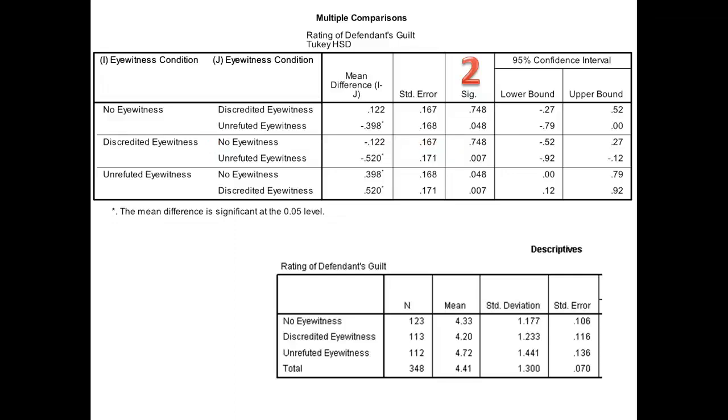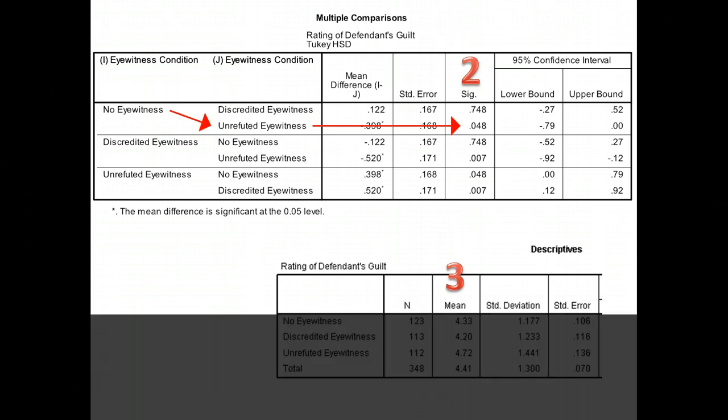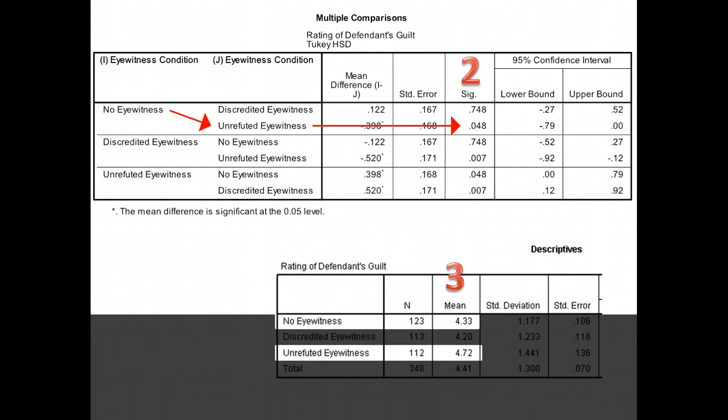Now, this gives me pairs of means and tells me which are different, but to figure out how the ones that differ are different, I need to look at the actual means. So the table up above tells me there's a difference between no eyewitness and unrefuted eyewitness, and down below, the mean for no eyewitness is 4.33. Unrefuted eyewitness has a mean of 4.72. So people think that the defendant is more likely to be guilty. They see him as more guilty if the eyewitness has not been refuted than if there's no eyewitness at all.